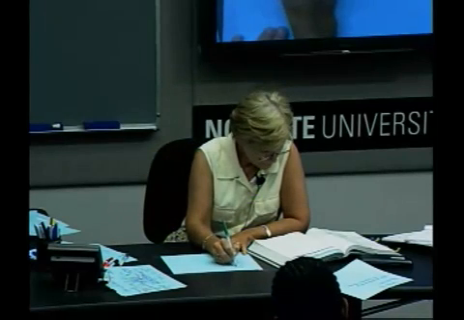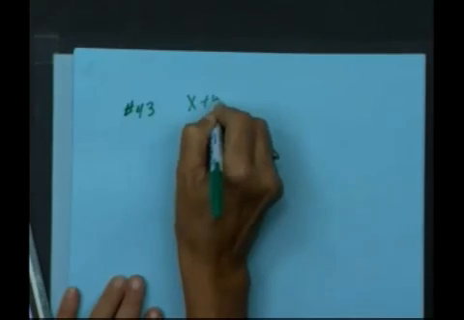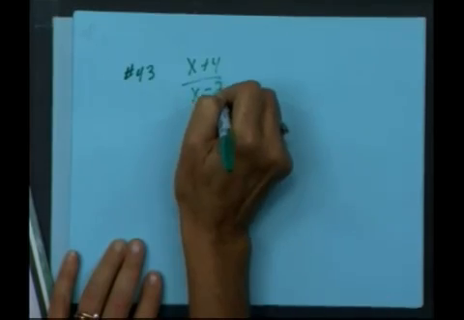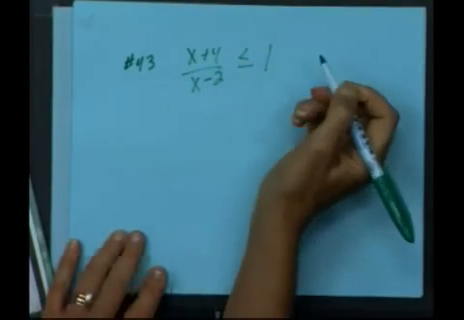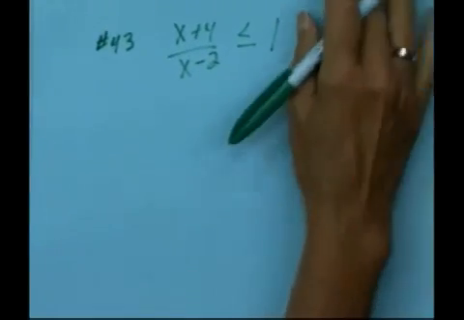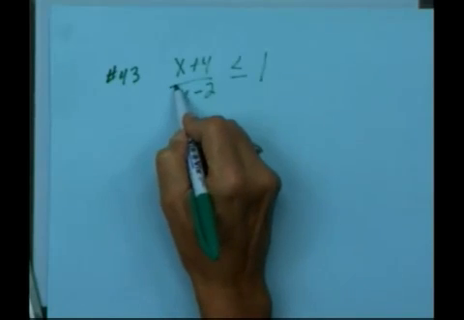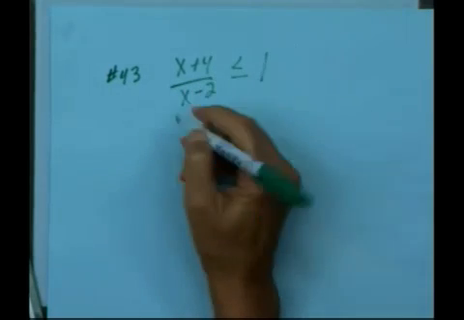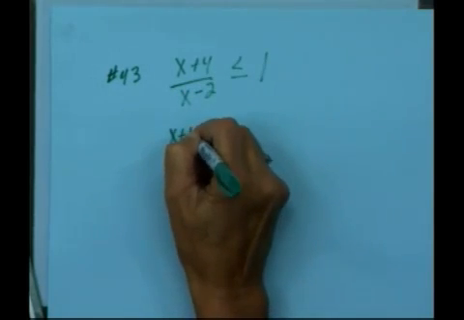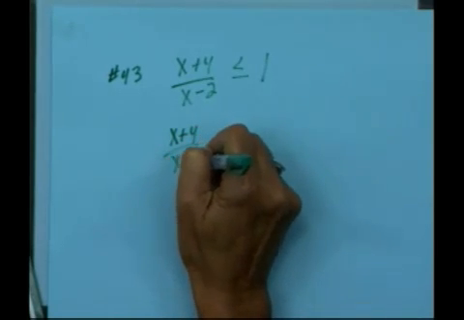Number 43. You have (x plus 4) over (x minus 2) less than or equal to 1. Solving an inequality, what's rule number 1? Gotta have a 0 on one side. So, let's subtract 1.